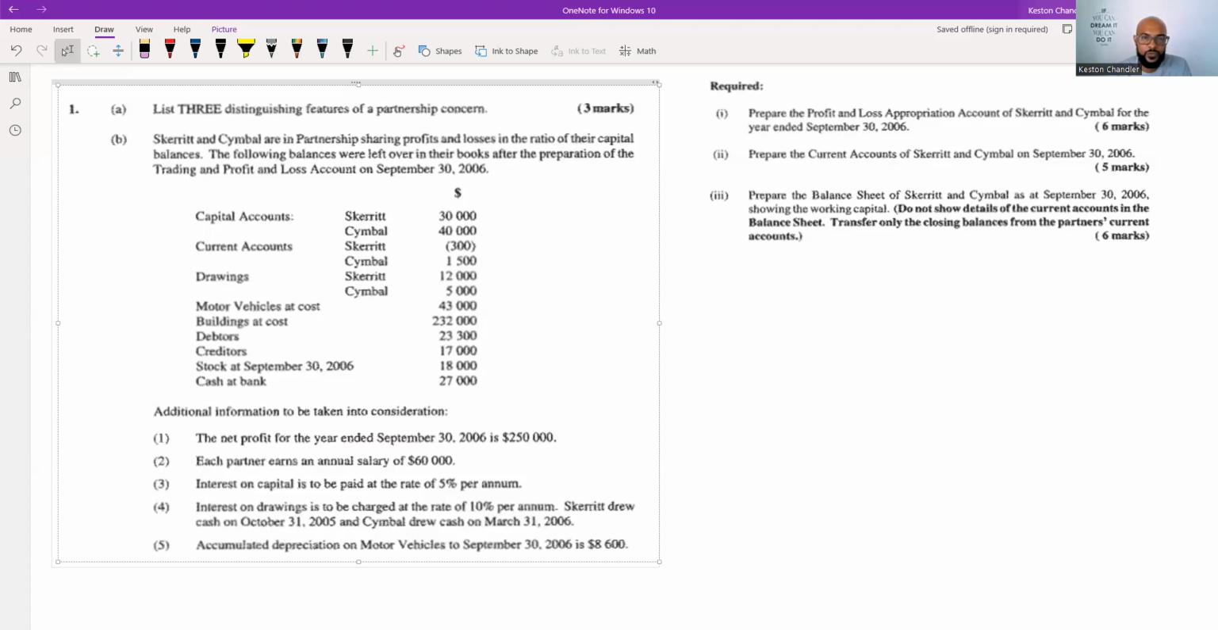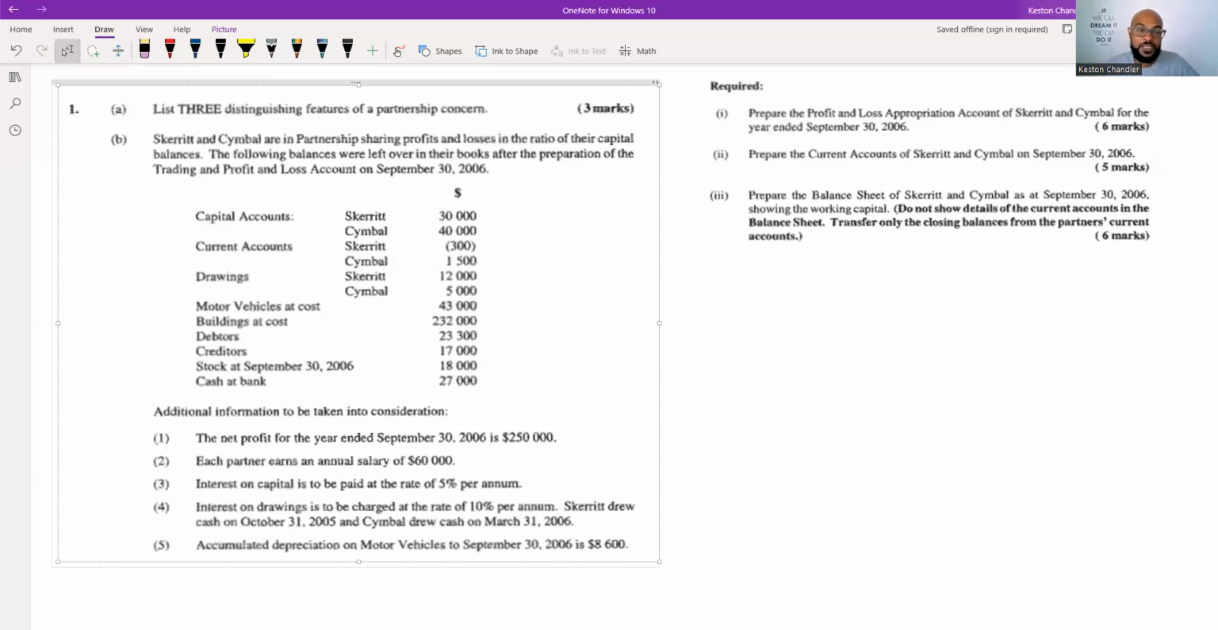Basically, what they're asking you for here is to list 3 characteristics of a partnership concern. All right, that you would have in our notes. You could pull it directly from there. You're talking about in terms of one, it not being incorporated and having unlimited liability. 2, you could discuss things like the partnership agreement and what it entails in terms of determining the capital to be contributed, things like the share profit ratio, interest on capital, interest on drawings, right? Another distinguishing feature is it can raise more capital than that of a sole trader.